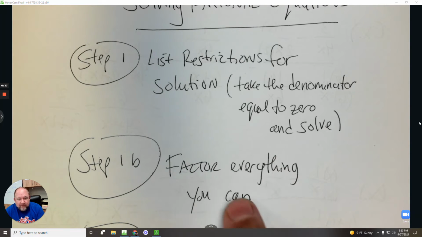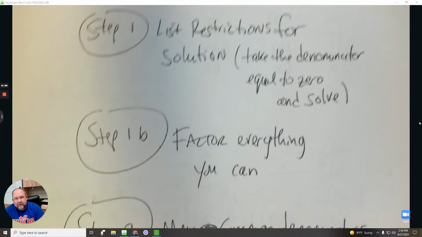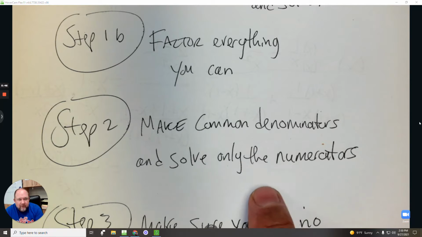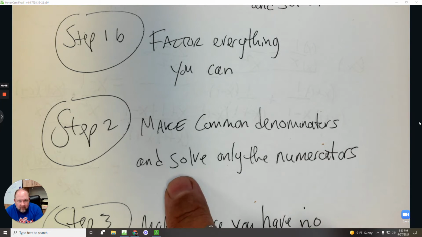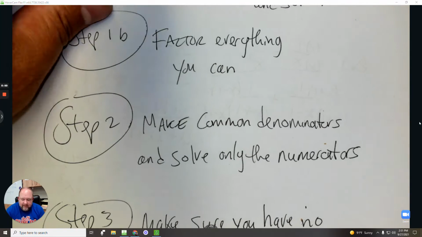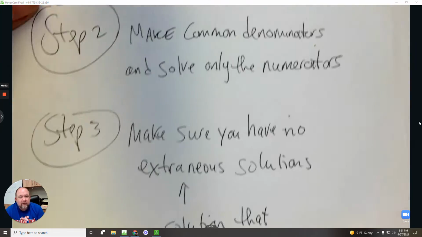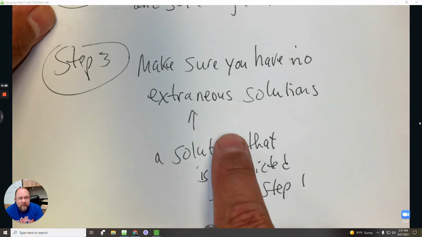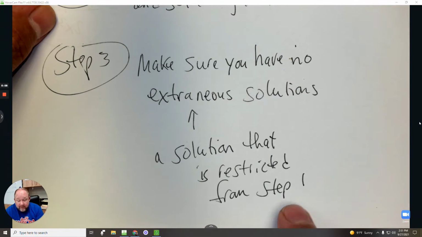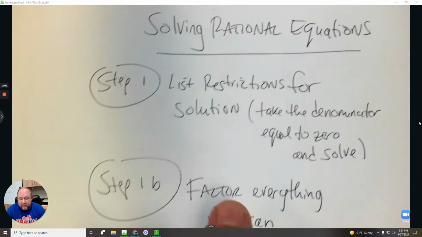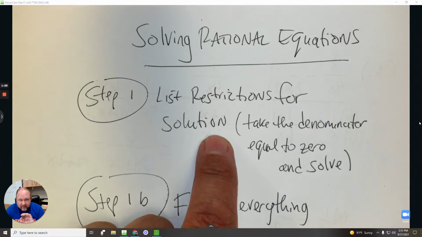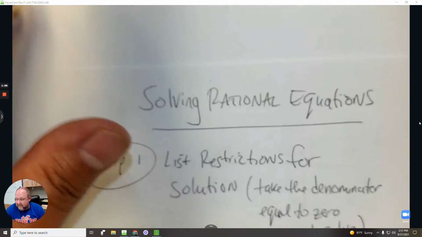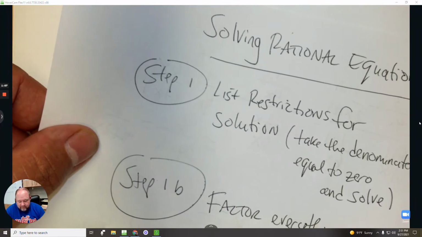We need to factor everything you can, every top, every bottom, factor everything you can so we can see everything clearly. Step 2 is we're going to make common denominators and then solve only the numerators. And then once you've solved it, make sure you have no extraneous solutions. Now that means a solution that is restricted from step 1. So if you find an answer that matches this restriction, we have to cross it out. It's extraneous, and what's left over is your solution.